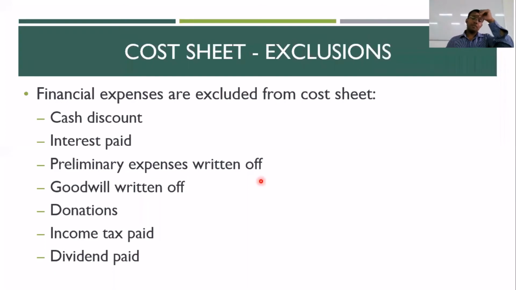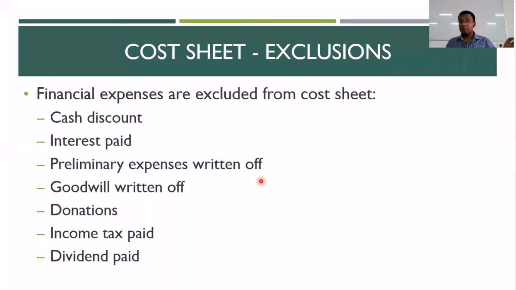Now, what are some of the financial expenses that your firm can have? So for example, cash discount, interest paid, expenses written off, goodwill written off. All these are referred to as financial expenses. So which means in your cost sheet, you will be considering only cost expenses. You will not be considering financial expenses.